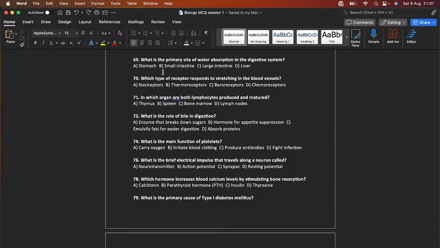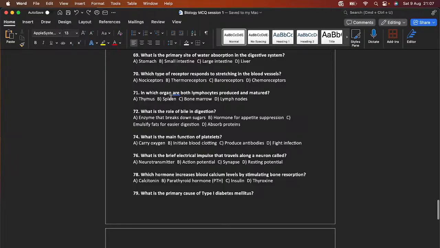What is the primary site of water absorption in the digestive system? So it will be the large intestine. Which type of receptor responds to stretching in the blood cells? We have nociceptors, thermoreceptors, baroreceptors, and chemoreceptors. So the right answer for that, respond to stretching, will be the baroreceptors.